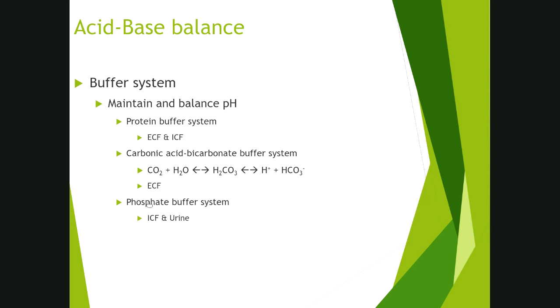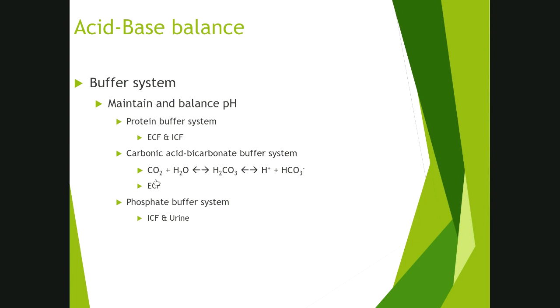Now we've got two that are working in the ECF, the protein buffer system in our bloodstream. We can use proteins, and we can also use bicarbonate. Carbonic acid is what it's going to become, but bicarb is the real buffer. So we can use bicarb and proteins in the ECF. Now I want you to know that the primary one that we're going to use is this carbonic acid bicarbonate buffer system. That's the reason I've got this equation right here, to know this equation, and I'll talk about it here in just a second.